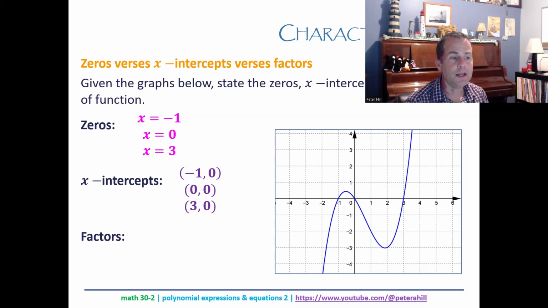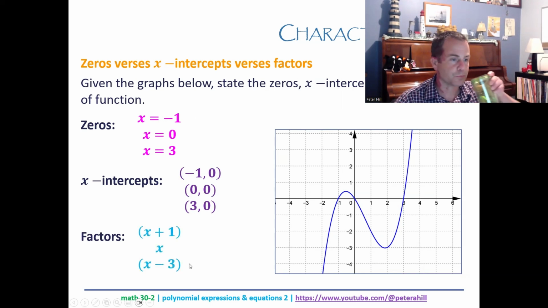Okay? And then my factors, well, this one will be x plus 1. This one is actually just x all by itself, okay? Because x already does equal 0. I don't have to add or subtract anything. And then this one will be x minus 3. Okay?